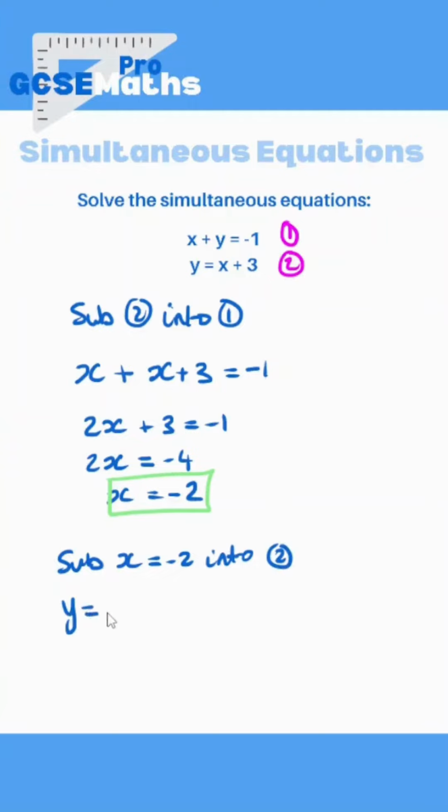So I've got y equals, instead of x, it's now minus 2 plus 3. See how I don't even need to rearrange this? It's already y equals. I just need to add. So I get y is 1. And I've solved it. Those are the answers.